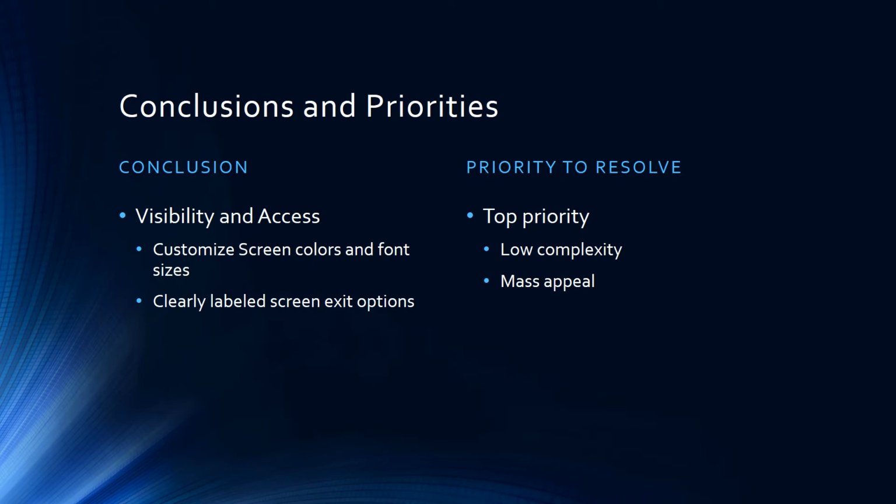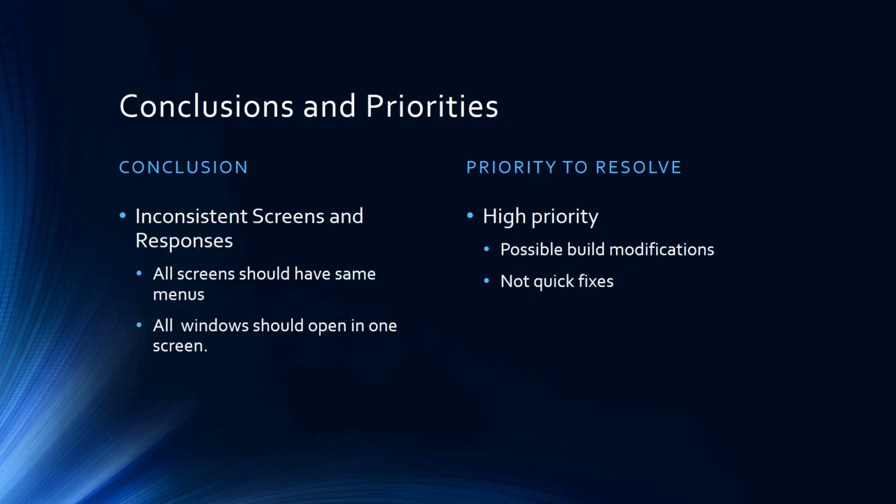All the recommendations have been compiled, and the following conclusions and priorities have been generated. The recommendations have been categorized under three different categories. The first being visibility and access. These are considered top priority, low complexity corrections that will make the biggest difference in the EHR for the users. These items include allowing users to customize their screen colors and font sizes, and clearly labeling the screens.